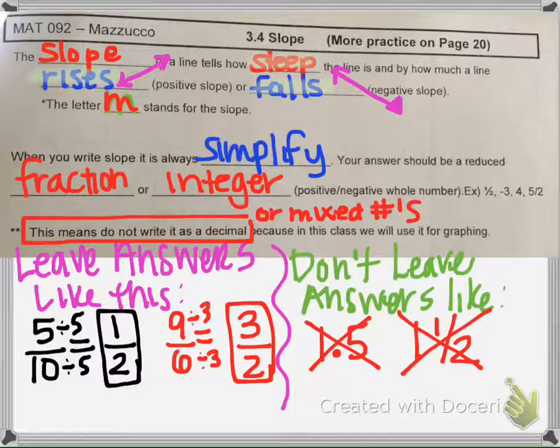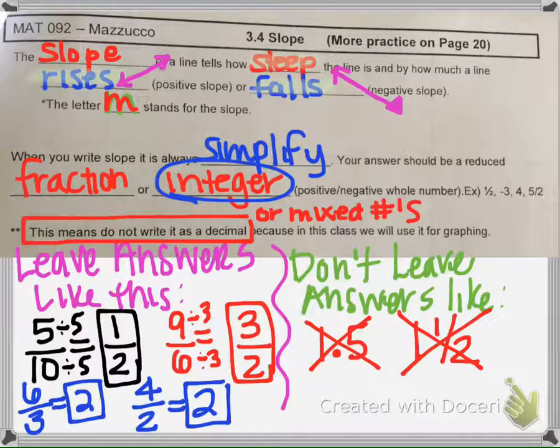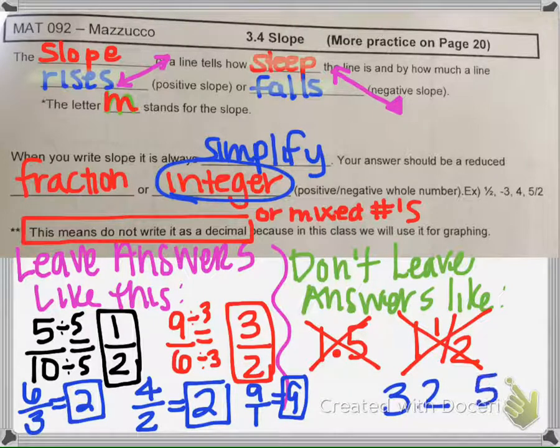Now, if we got for our slope 4/2, we would write it as an integer. That's what we said here. So instead of 4/2, we would put 2 as our slope. If we got 6/3, we would put 2 as our slope. If we got 9/1 as our slope, we would put 9. So no decimals and no mixed numbers.